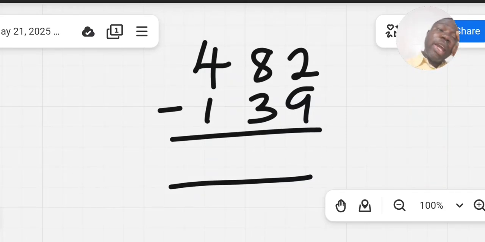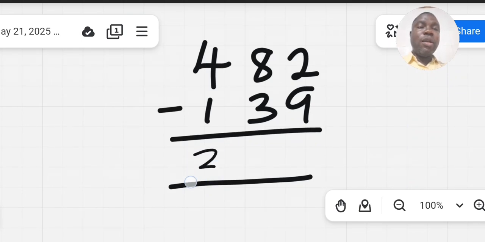Okay, so the aim of this class is to teach you subtraction from the left. Of course, this is a 3-digit number with hundreds, tens and units. I'm going to ignore that part in this class. Now we have 4 minus 1. We're starting from the left. 4 minus 1 gives us 3.